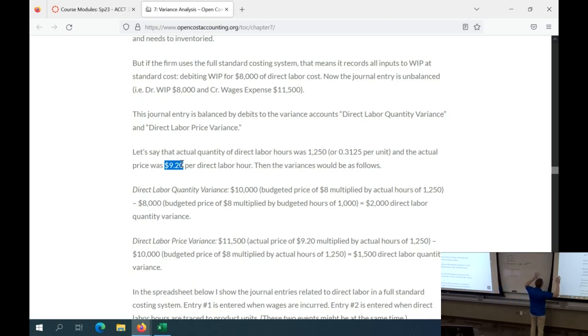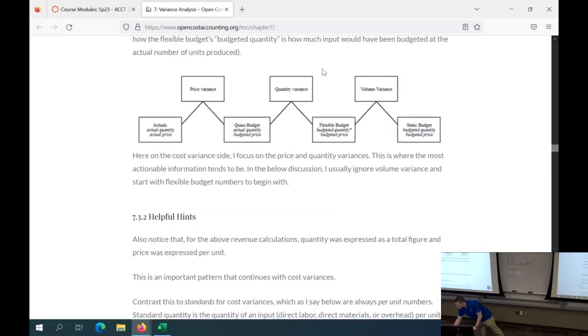Okay, so I'm over here on the mountain range, and the quantity variance is comparing this versus this, the quasi budget, as I called it, versus the flexible budget. So flexible budget is at full standard, which is the 8,000. That's 8 times 1,000. The quasi budget is, we're trying to get quantity, so I'm going to hold constant the price, and the only lever I'm pulling is the quantity. So I need to have standard price times actual quantity. So 8 times 1,250.